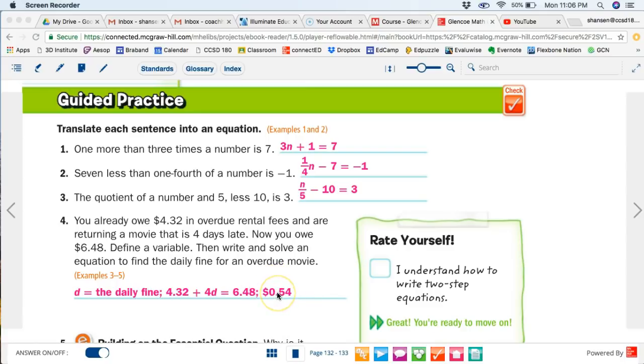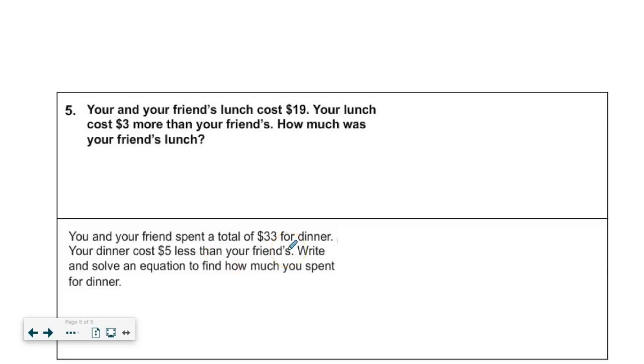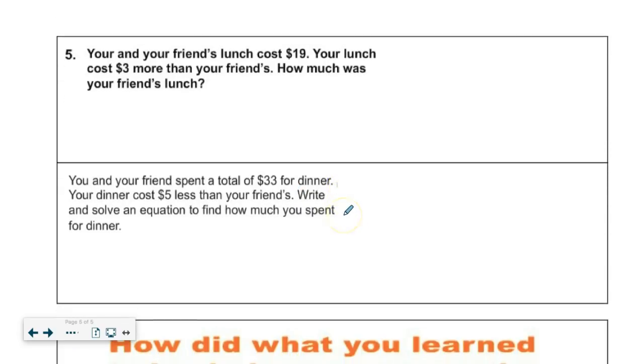All right. So the rest of the time is yours to work. I believe that we have, oh no, we have more. Look at that. Awesome. I love it. It's great stuff. One more example. And then you can move on. I apologize for that. At least you got a head start on your guided practice. These are actually going to be more or less making sure you read the problem correctly than anything else. So well, let's take a look. Your and your friend's lunch cost $19.